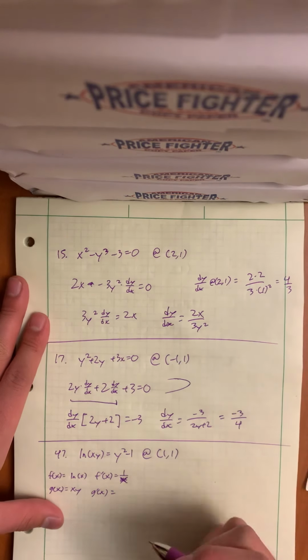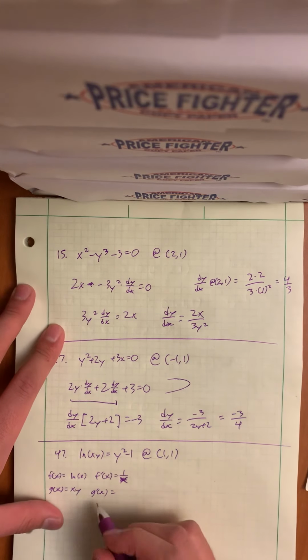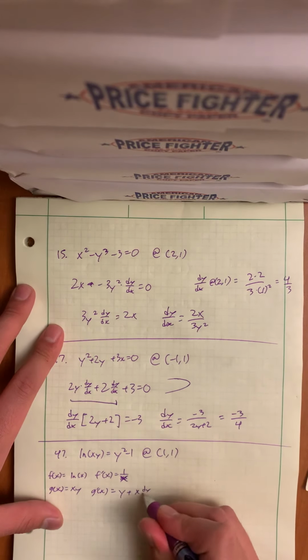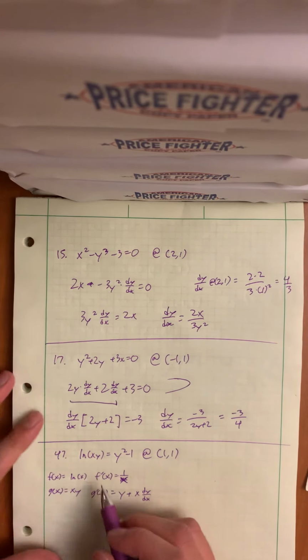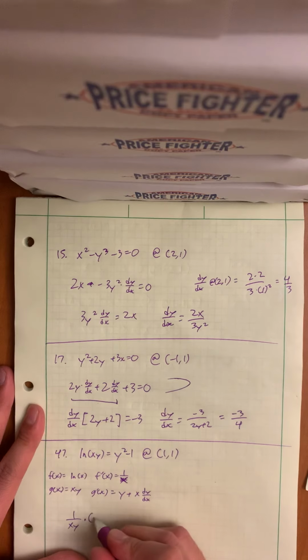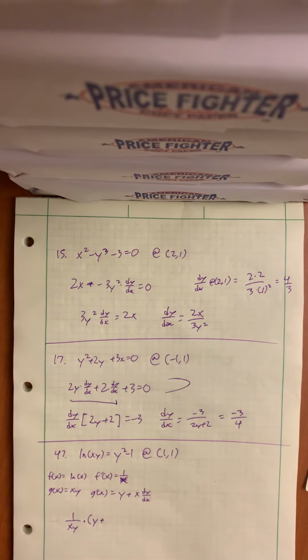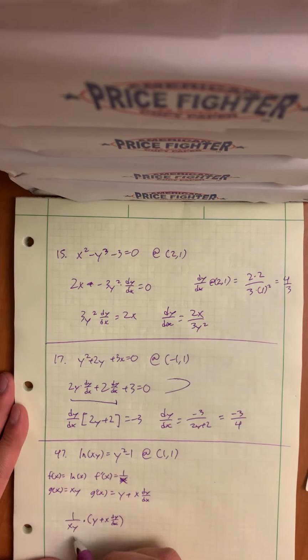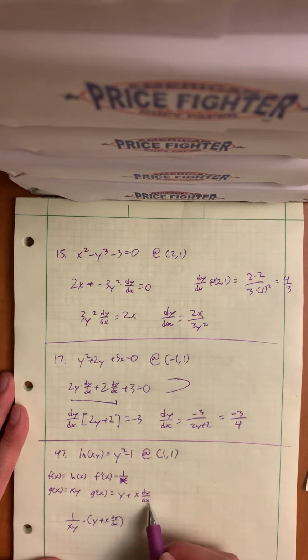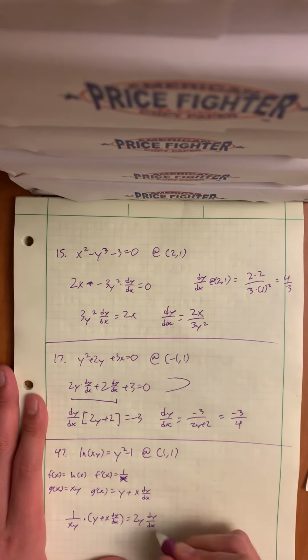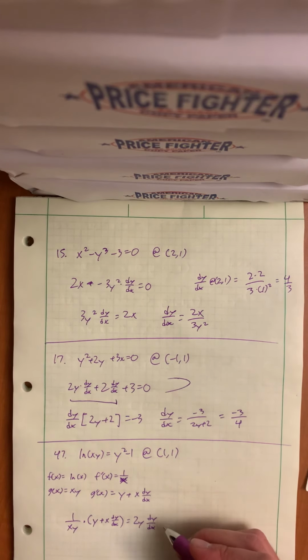So g prime of x is the derivative of x times y, so just y, plus x times the derivative of y, so x dy/dx. Great. So if we chain rule this side, now it's just 1 over xy times (y plus x dy/dx). This is just f prime of g times g prime. And now the other side is equal to 2y dy/dx, and then -1 is just 0.